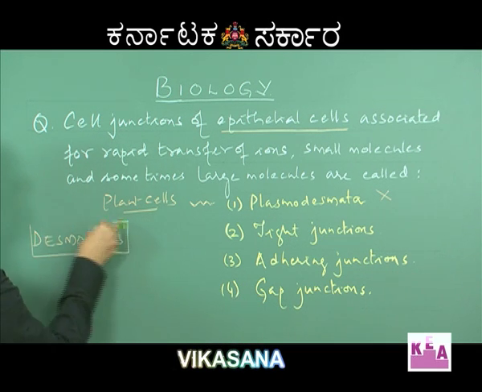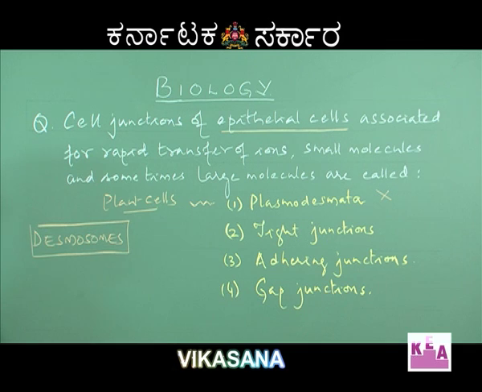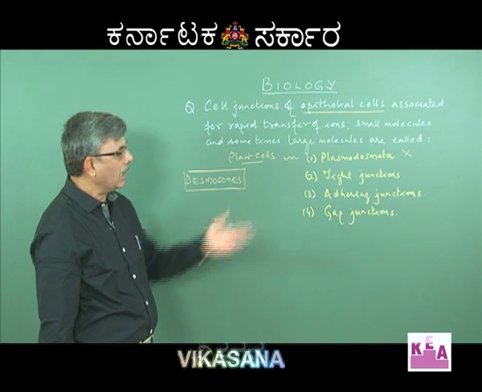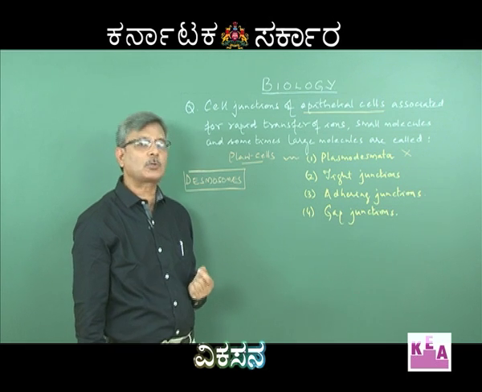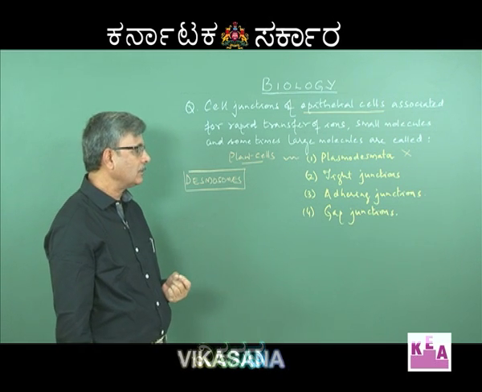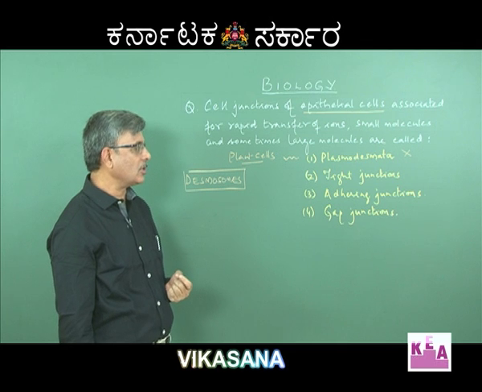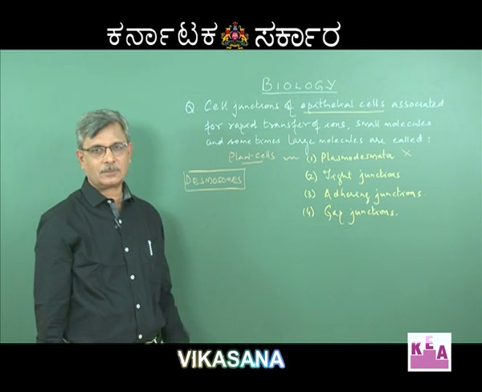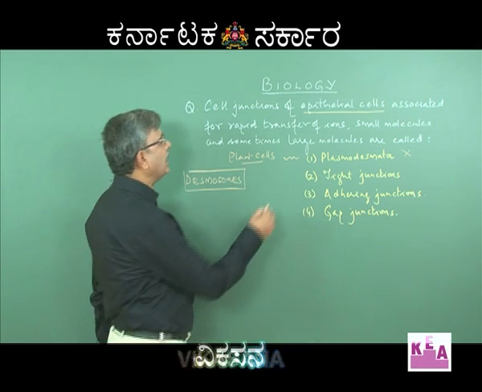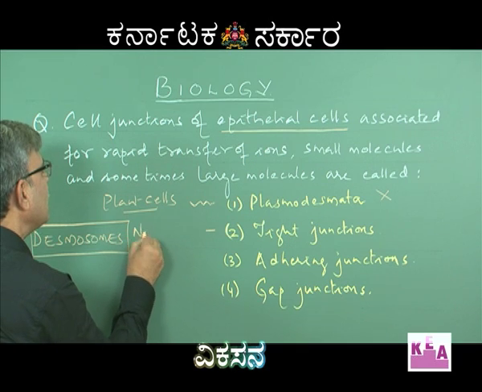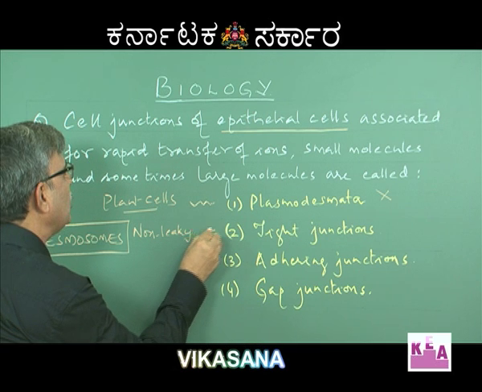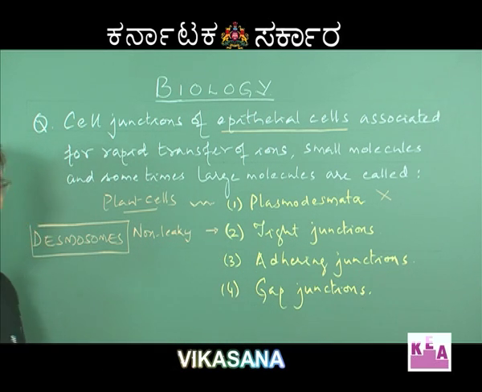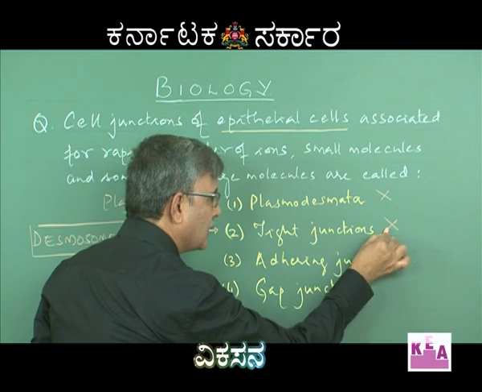And when you look into desmosomes, there are 3 types of desmosomes, and that is what is mentioned in option 2, option 3 and option 4: tight junction, adhering junction and gap junction. Remember, tight junctions are non-leaky junctions. They are meant to prevent the leakage, and thereby option 2 is not an answer.